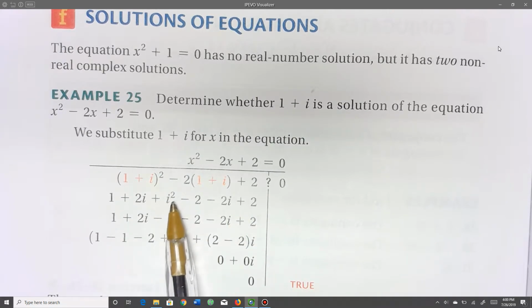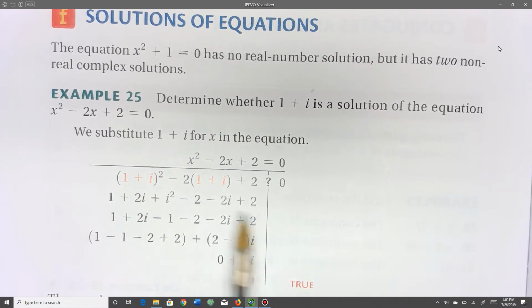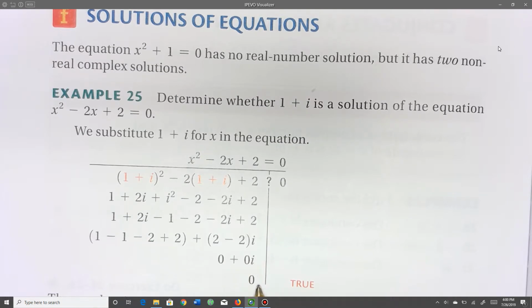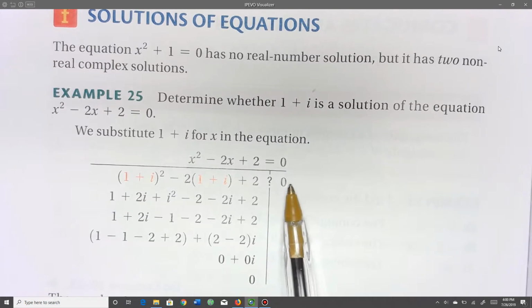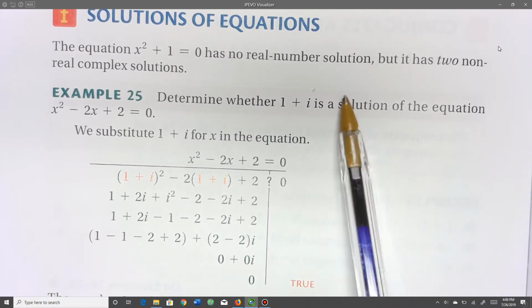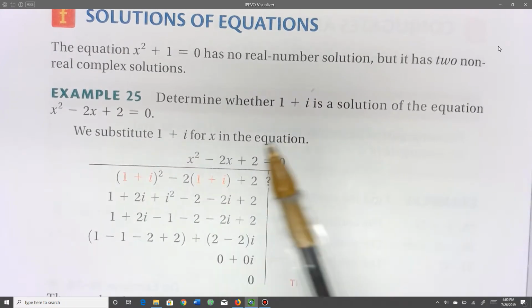Once you get here, you can see that you got an i squared there. Substitute that for a negative 1, and then combine your like terms, and you end up here. 0 times 0 plus 0 is 0. 0 makes the equation true, because 0 equals 0. Therefore, this is a solution of the equation.